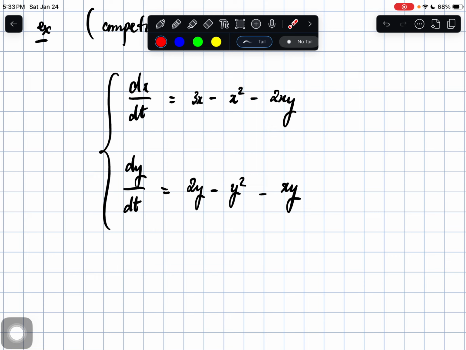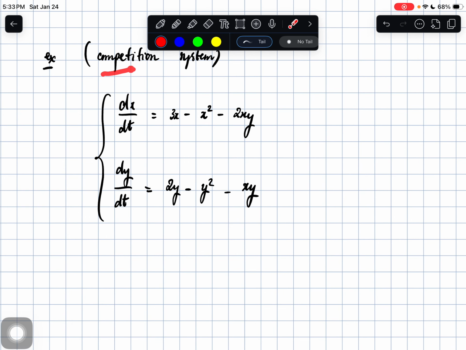so that X competes with itself, within its own species, for the space and for the resources. And when X and Y interact, you see that when there is a presence of Y, this one will be decreasing. When there is a presence of X, the population of Y will also be decreasing. So you see that it is a competition system. They are competitors.